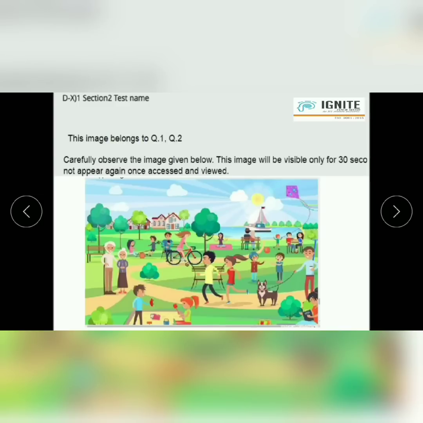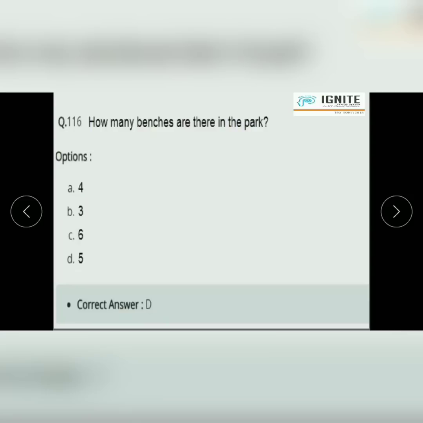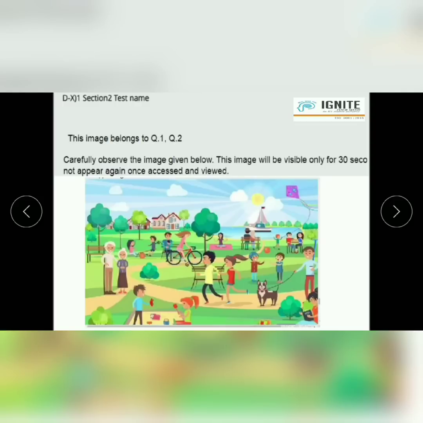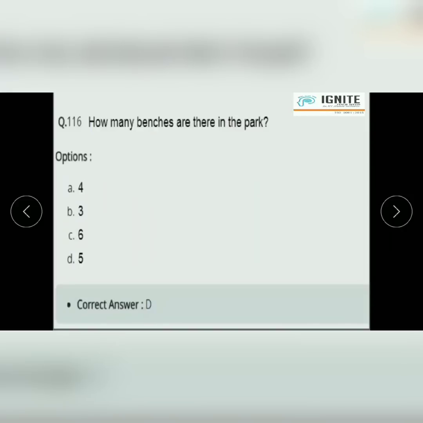This is a questions from memory based questions. This is a example of memory based questions. Carefully observe the image given below. This image will be visible only for 30 seconds, not appear again once accessed and viewed. Okay, carefully observe the image given below. Question based on this picture is, how many benches are there in the park? How many benches are 1, 2, 3, 4 and 5. Answer is option D 5.